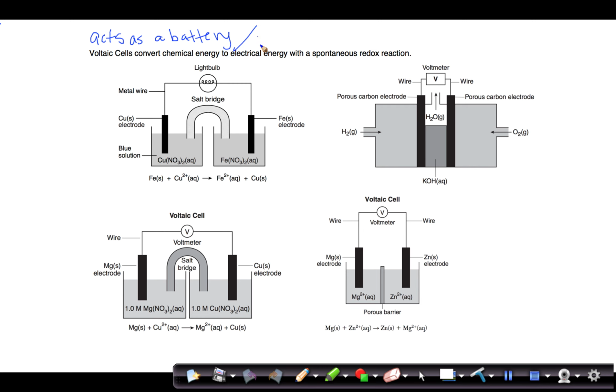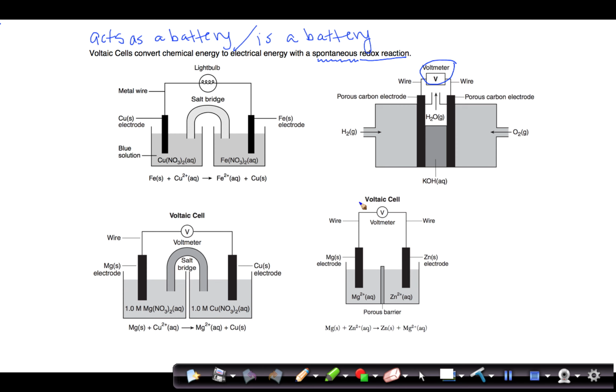And what I do want to point out is that a voltaic cell acts as a battery, and it is a battery. So everybody right now who is working on a tablet, laptop, Chromebook, phone, iPad, whatever you're working on, the battery inside your device is a voltaic cell. And there is a redox reaction happening on its own without help, so we call it spontaneous, and that converts the chemical energy into electrical energy.